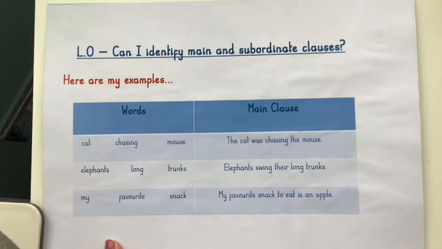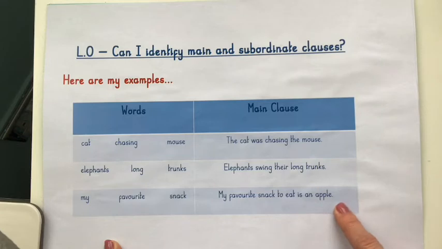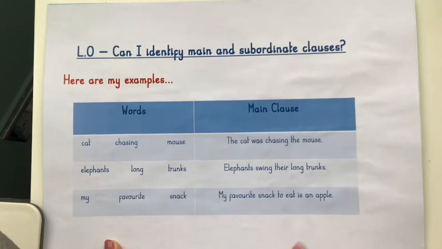But that's fine. My favourite snack. My favourite snack to eat is an apple. Okay. So again, if you wanted to add a subordinate clause, you might put why it's your favourite snack to eat. You might say my favourite snack to eat is an apple. That's the main clause. And then you might put because it is a healthy choice as your subordinate clause. Okay. So as you can see, these sentences make sense. They're the main clauses because they make sense on their own.